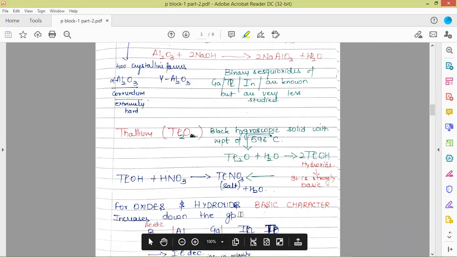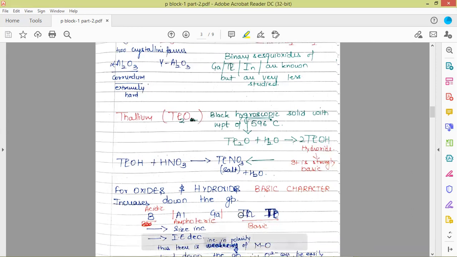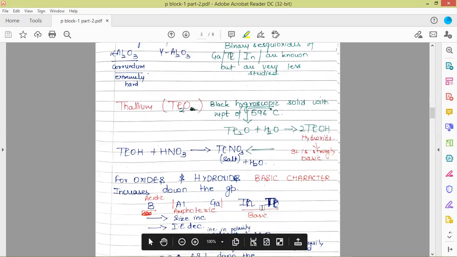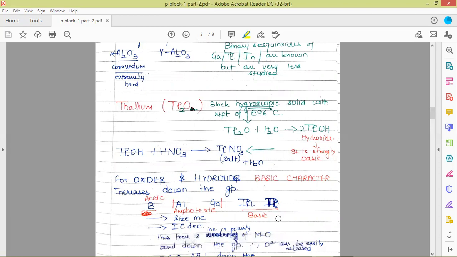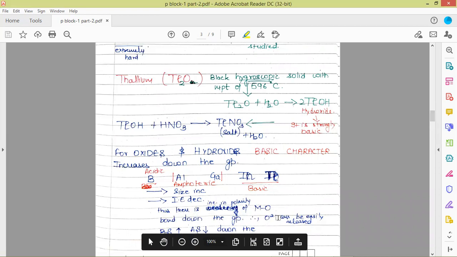Now if we look at the acidic or basic character, the order of basic character for the oxides and hydroxides down the group: as we move down the group, the size is increasing. So we can say the ionic character in the B-OH bond or B-O bond is increasing. That is why the basic character is increasing as we move from left to right in this series, or we can say from top to down in this group.